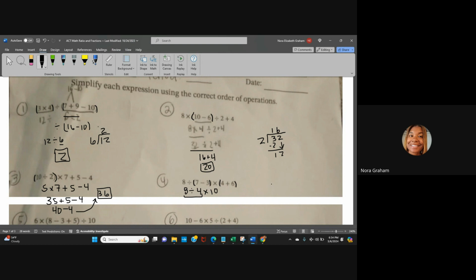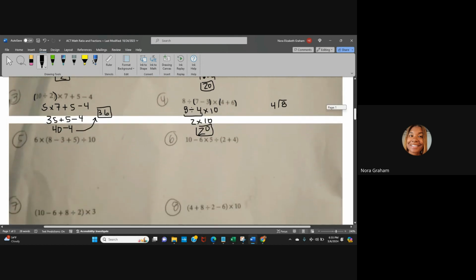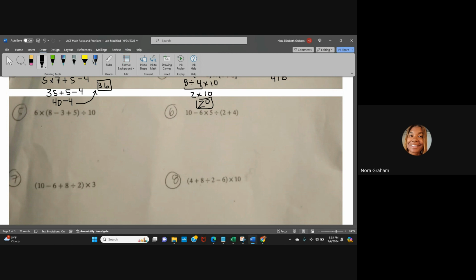before I do that multiplication. Again, if you don't know that off the top of your head, you can write out long division and figure that out. So 4 is going to go into 8 twice. And then the times 10 comes along for the ride. 2 times 10, that's going to give me 20. So your answer for number 4 is going to be 20. Okay. Let's keep on going. Not that bad once you get the hang of it, right?